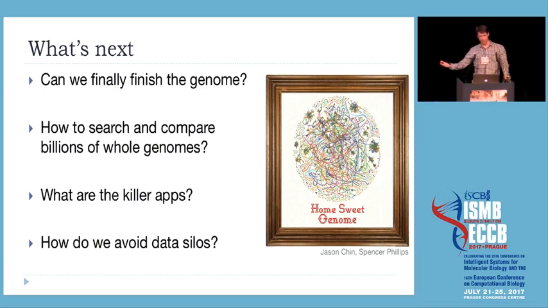If we have whole genomes for all humans, all microbes, people are carrying nanopores around on the street and sequencing their bathrooms, how do we search and compare the billions and billions of genomes that we'll have as a result of that? And that's where I like these kind of min-hash style approaches, because they scale wonderfully.